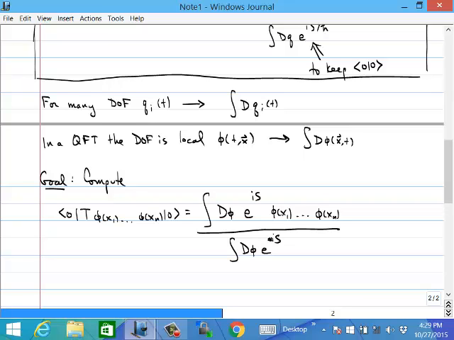Yes? Just remind me, when we're doing the path integral, integrating over all continuous paths, do they have to be slower than light or something? That is a great question. Okay, so the question is exactly what sort of paths we integrate over.